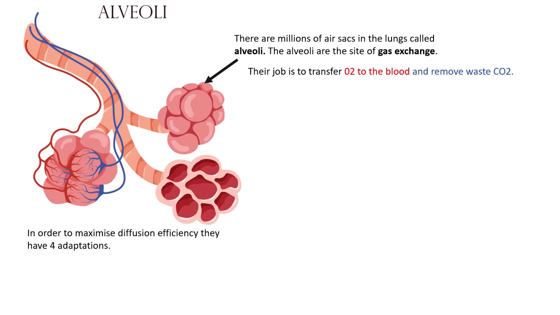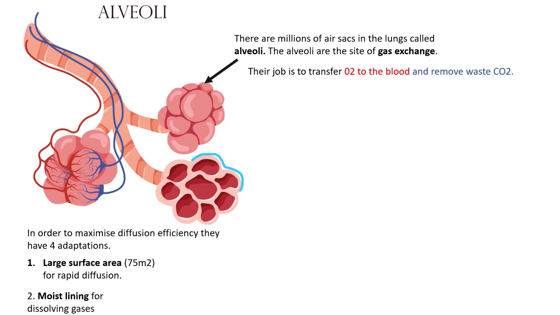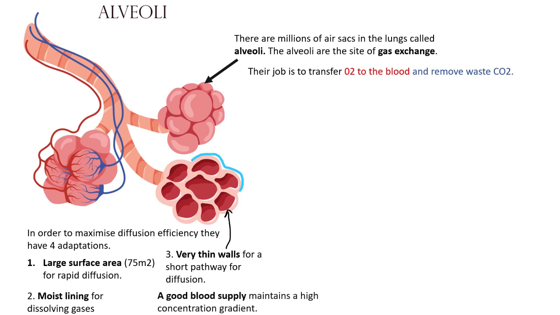Now, in order to maximize diffusion efficiency, they need a large surface area, and they've got a huge 75 meters squared surface area of the millions of alveoli. When you think of the size of your lungs, that's about the size of a tennis court. They're moist on the outside, as shown by this blue line here, and gases dissolve really well in a moist surface. And they have very thin walls, which creates a short diffusion pathway, so the oxygen and carbon dioxide don't have far to travel. And finally, the fourth thing, they have a good blood supply.